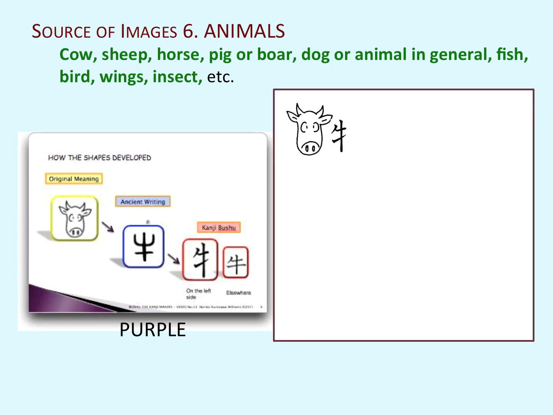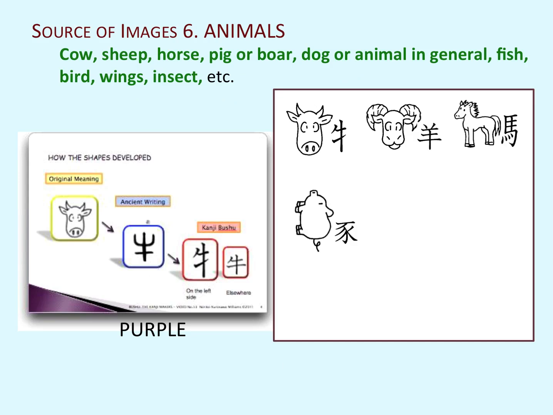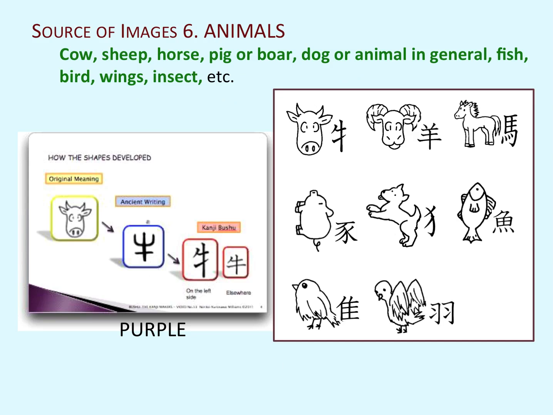Animals, domesticated and wild, were part of their lives too. Animals such as a cow, a sheep, a horse, a pig or boar, a dog, fish, a bird, or a pair of wings of a bird, insects or worms, and so on are shown, using the purple triangle.